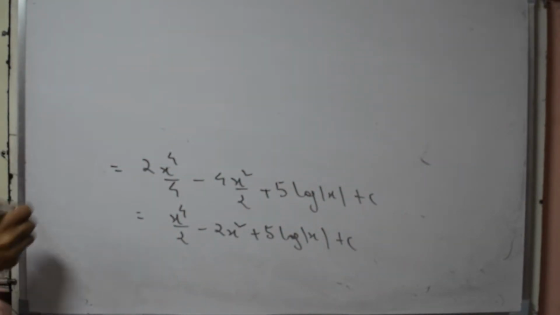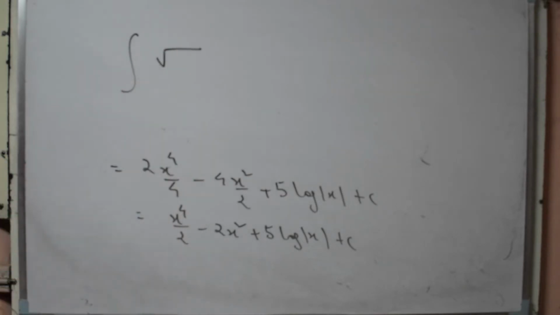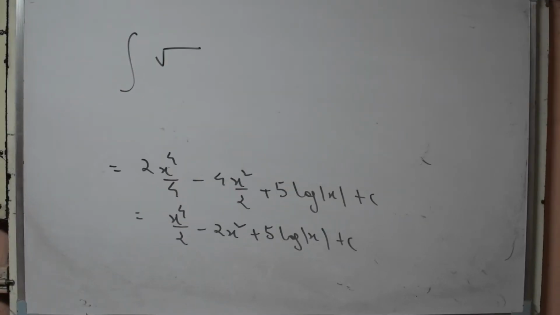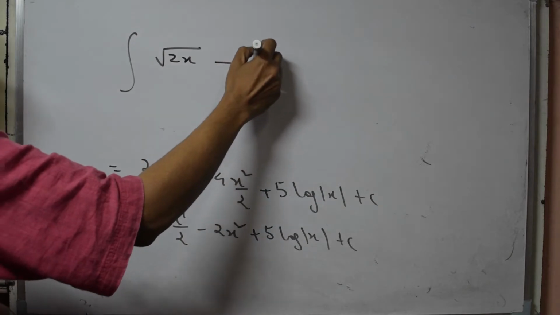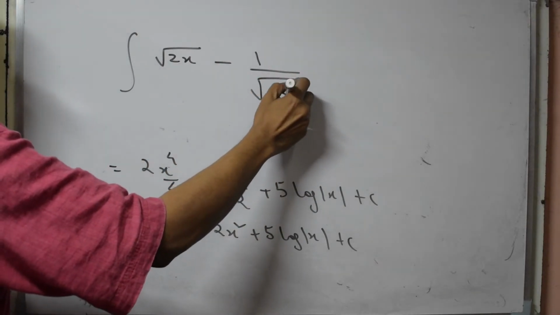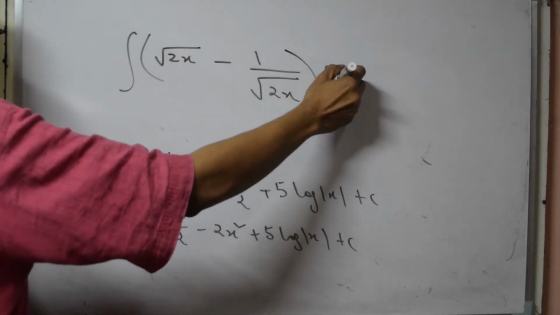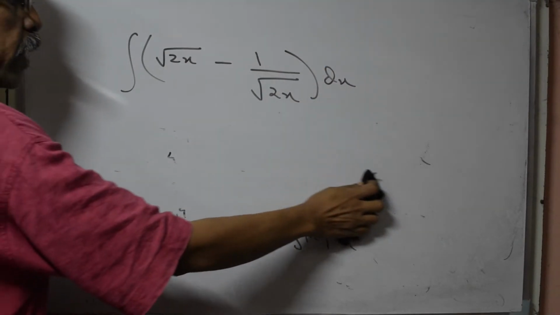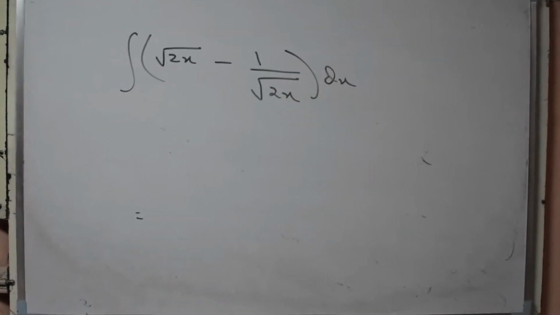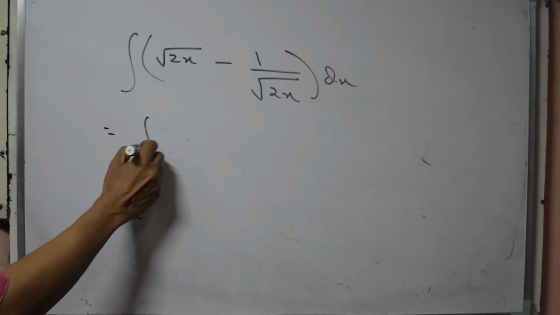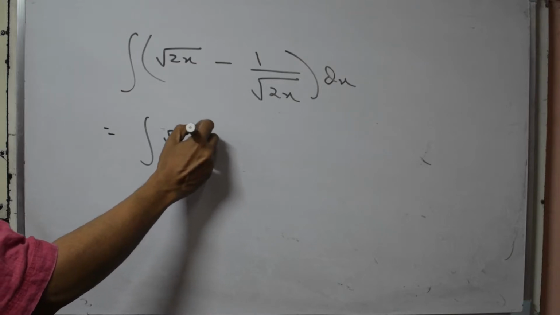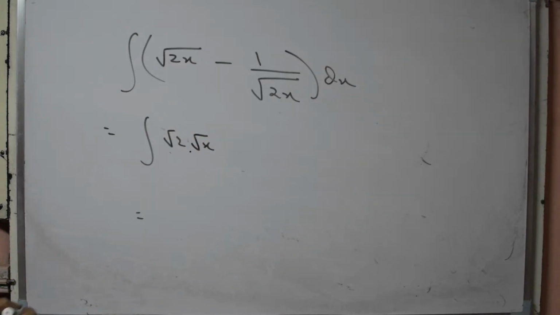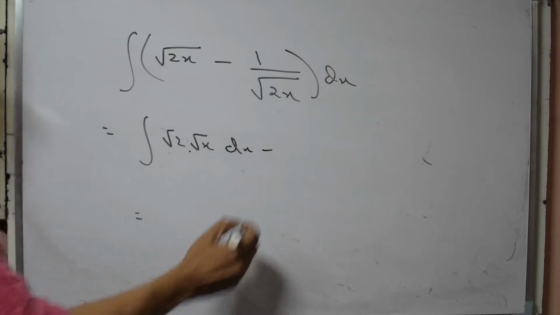We can have some other example like square root of 2x minus this one. So here also we have the question of how to simplify. We can simplify it. So we need to simplify these terms and then proceed. And when we simplify, we will write root 2 into root x, because root 2x is root 2 into root x dx. We are simplifying.